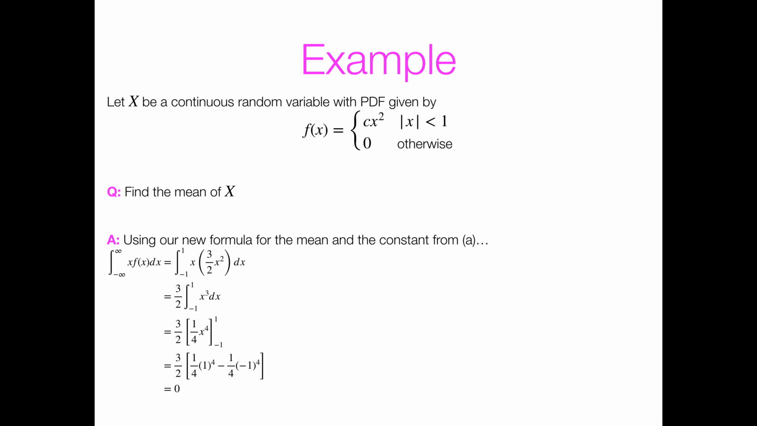And that can happen. Sometimes that seems weird, like maybe something went wrong. And it's okay. Means can be 0. In fact, there's going to be a very famous distribution we're going to use a lot that has a mean of 0.